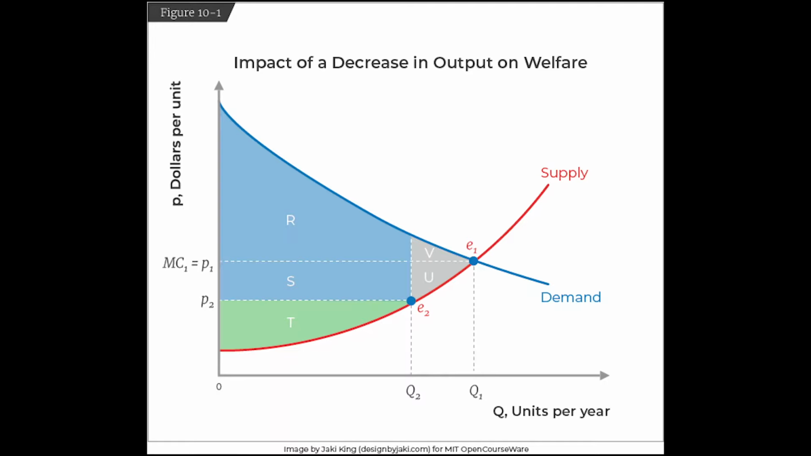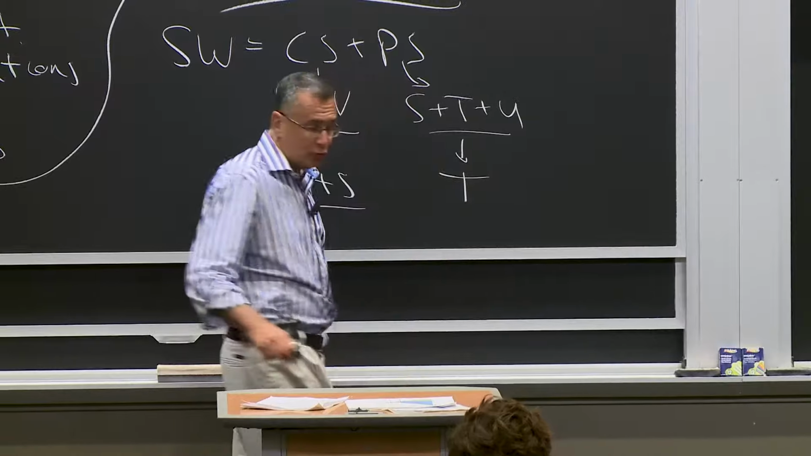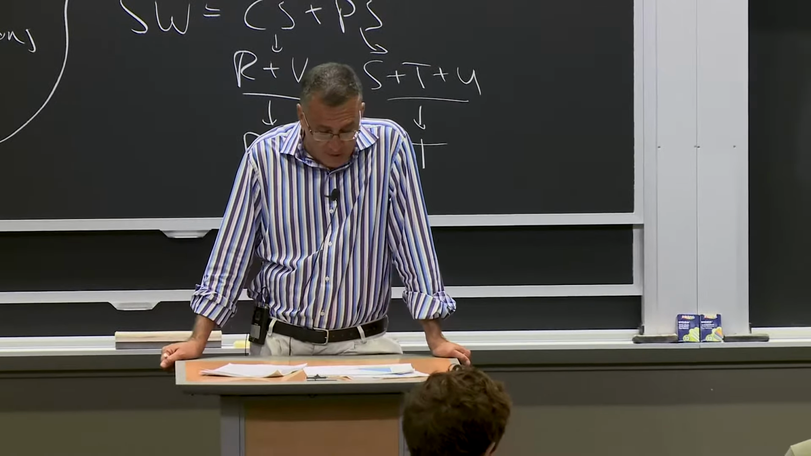But the key point is, at the price P2, that becomes the new consumer surplus. The new producer surplus is what? At that price P2, what's the new producer surplus? So raise their hand and tell me. Yeah, it's T. It drops to T. Producers just get below the price above the supply curve.